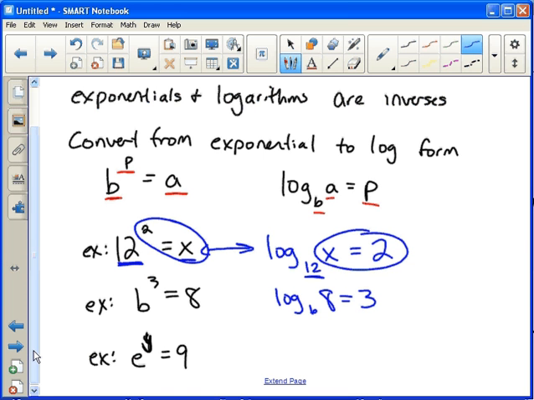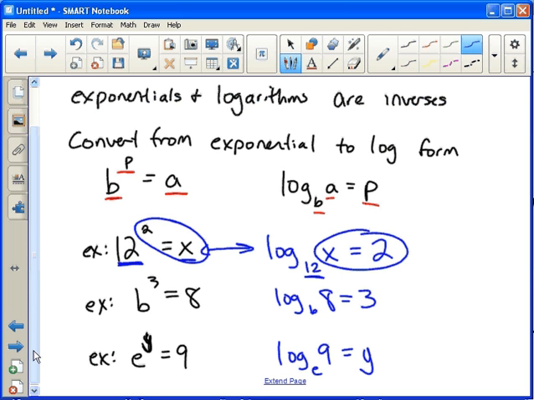Okay, now at the bottom we have e raised to the y equals 9, so we do log BAP. So log base e of 9 equals y, our power. So base answer equals power is how it converts when we do the log.